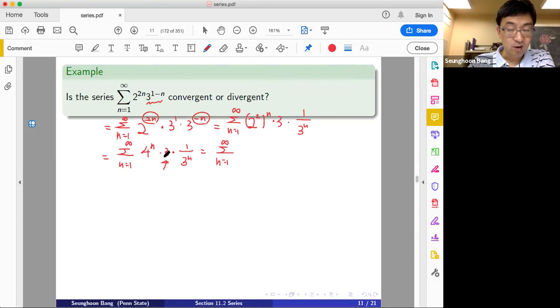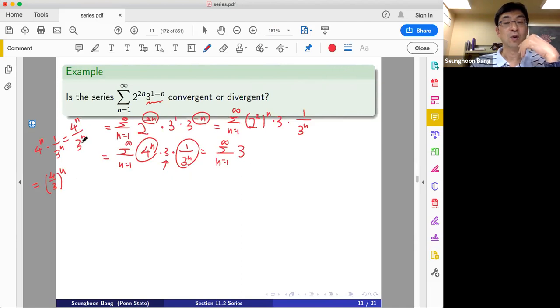Only the interchange order. So 3 is like front. You can combine 3 to the n, 1 over 3 to the n. You can combine this one. So 4 to the n times 1 over 3 to the n. What's that? We have 4 over 3 to the n. You can combine like this, right? Because it's the same as 4 to the n over 3 to the n. It's the reason. Only take out n. So we have 4 over 3 to the n.